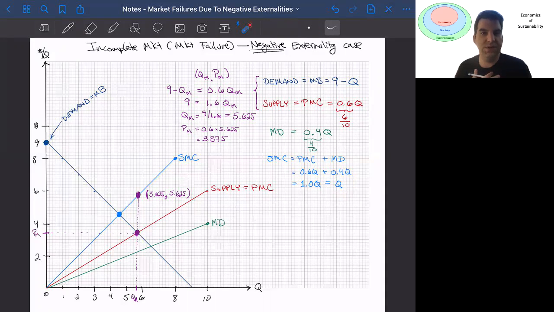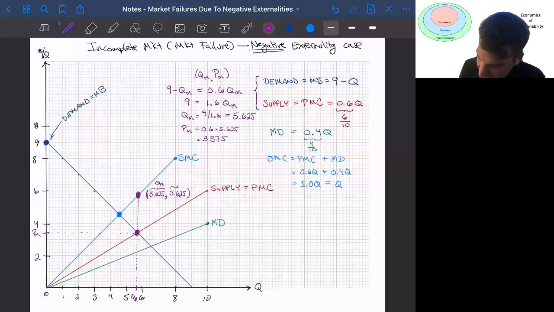So maybe that was a poor choice on my part to illustrate this. I hope that's not confusing, but this here is again just QM, and this here is the SMC function evaluated at QM, and they just happen to be the same. And so here, now I know that my societal marginal cost is clearly larger than my marginal benefit. Because remember that the marginal benefit that I'm getting is way down here equal to PM.